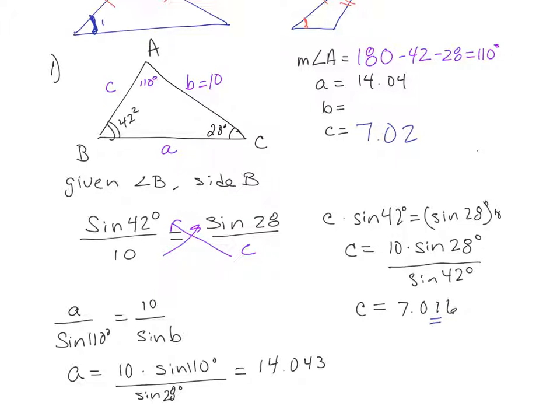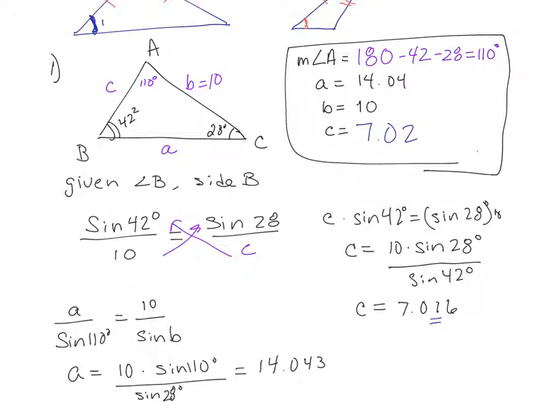The last one you can go ahead and solve for is, and since B was already given to us, B was just 10. So we've completely solved for this triangle.